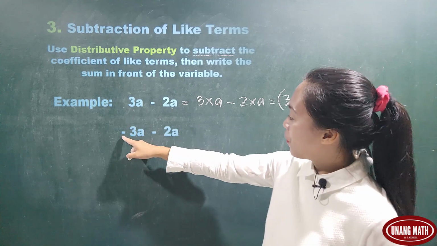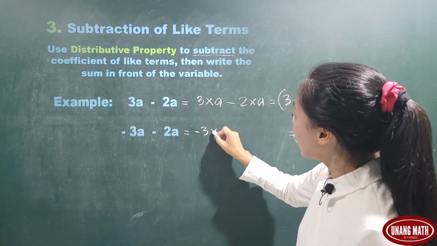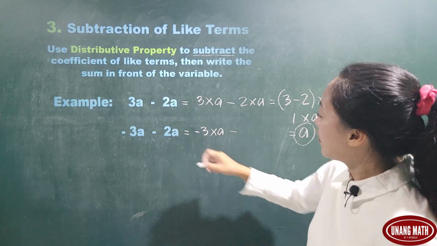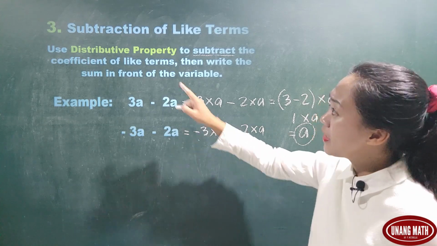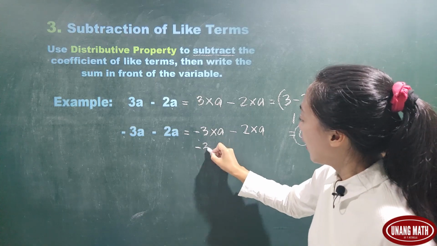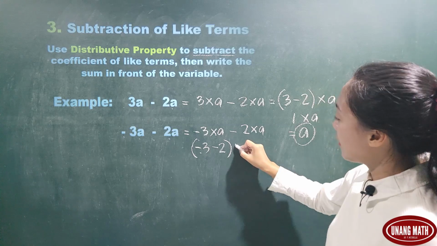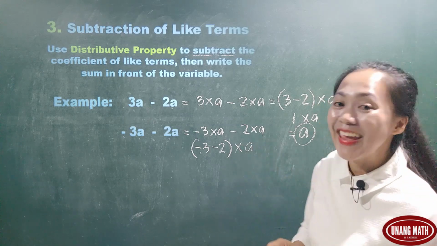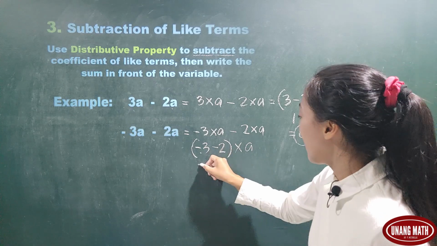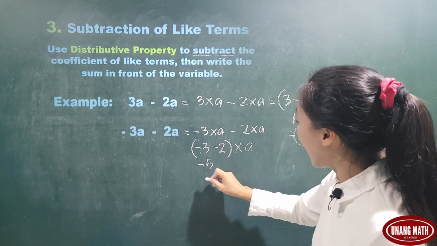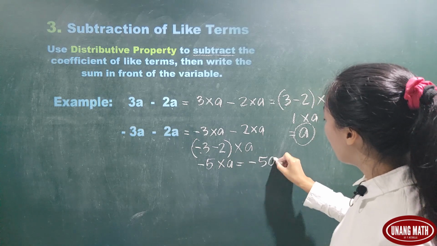How about negative 3a minus 2a? So this is negative 3 times a minus 2 times a. Okay, using the distributive property, let's put negative 3 minus 2 inside the parenthesis, and this is multiplied by a. Negative 3 minus 2, this is negative 5. So negative 5 times a is equal to negative 5a.